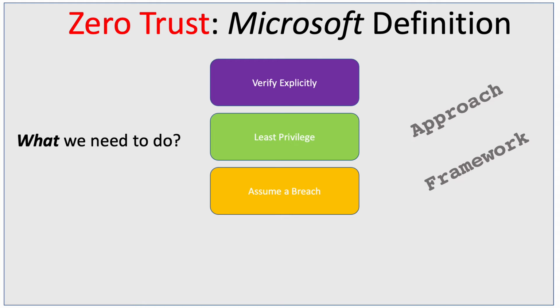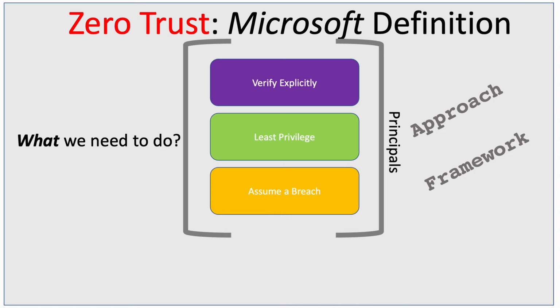The next one is assume a breach. Design your environment assuming that if a breach was to happen, you're minimizing the blast radius, essentially where it can spread to. You can also limit it through using segmentation. And these are essentially our principles on the zero trust aspects.